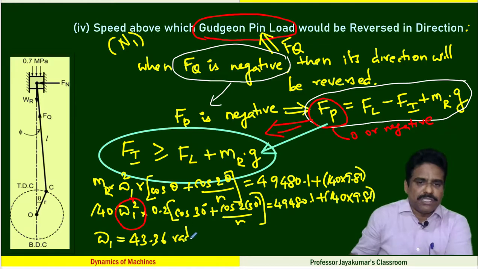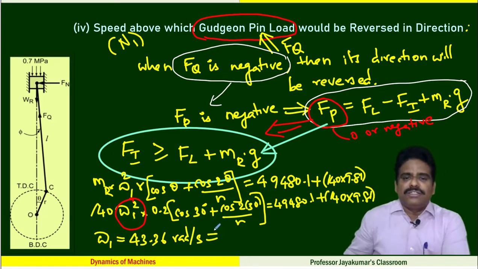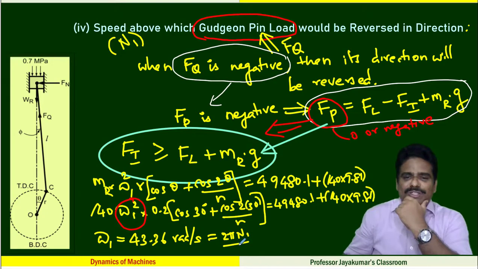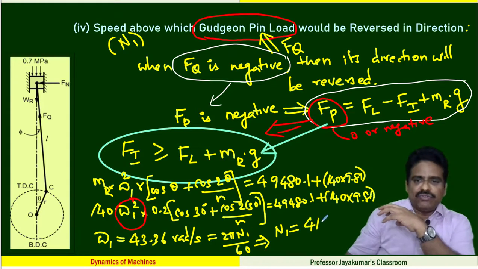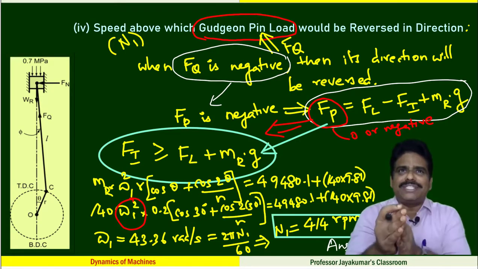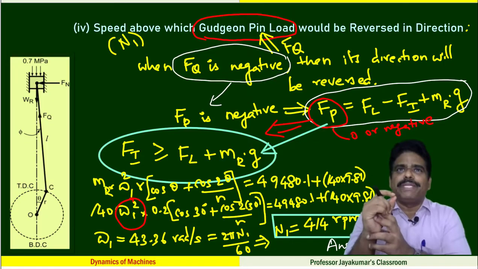omega 1 is 43.36 radians per second. What is the formula for omega? Omega is equal to 2 pi N1 by 60. From this, I can find the N1 in RPM. On simplification, I am getting the answer 414 RPM. So the answer is speed should be above 414 RPM.